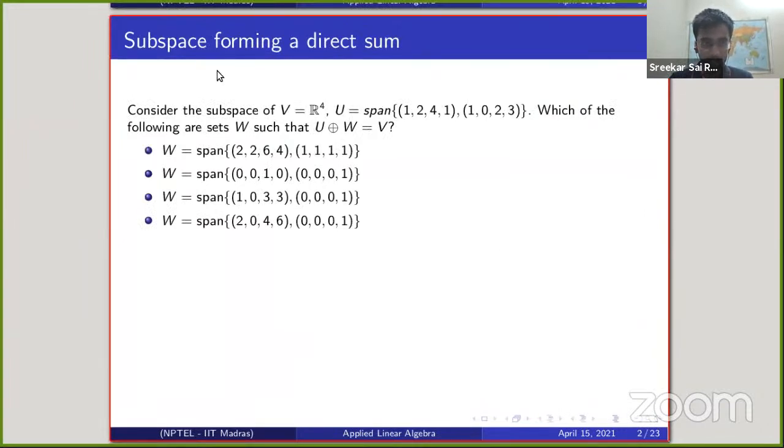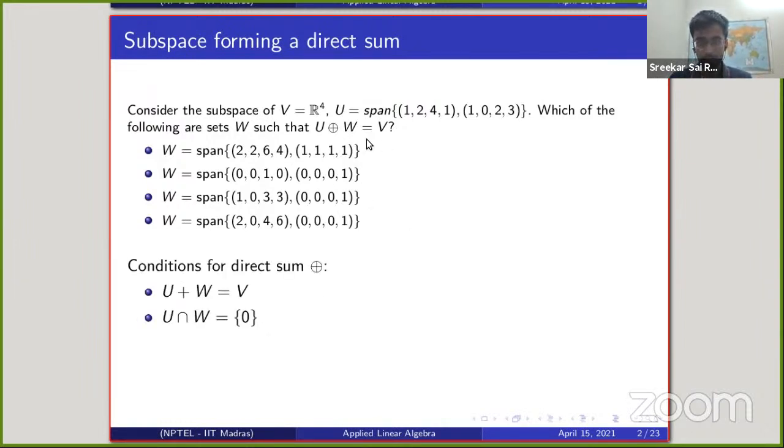This is a question where we had a given subspace and we had to find another subspace which formed a direct sum with the subspace to form the vector space V. Now, what's the main condition that we have to form a direct sum with another subspace? The two conditions are that the sum of the two subspaces should form the vector space V, and the intersection of the subspaces should be equal to 0.